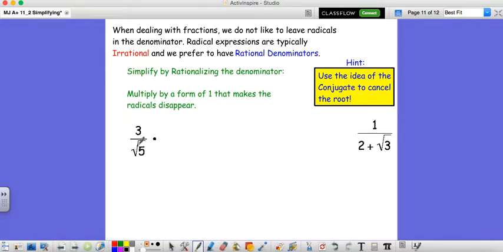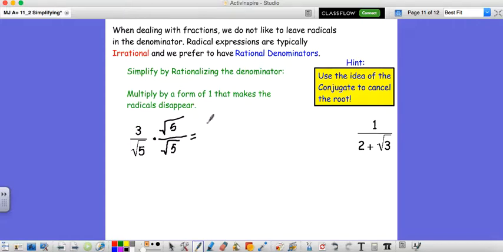What would we need to multiply square root of 5 by to get a perfect square number on the bottom? You might say 5 or the square root of 5, and that's absolutely right. Because the square root of 5 times the square root of 5 is going to be the square root of 25, which is just 5. So we're multiplying by a form of 1. What that means is we're going to take something over itself. Like 2 divided by 2 is just 1. 6 divided by 6 is just 1. And the square root of 5 divided by the square root of 5 is just 1.